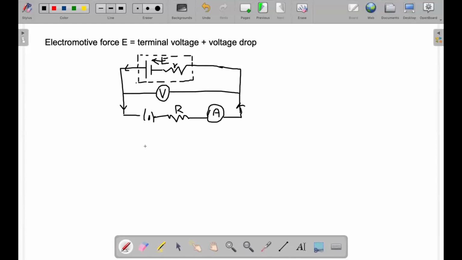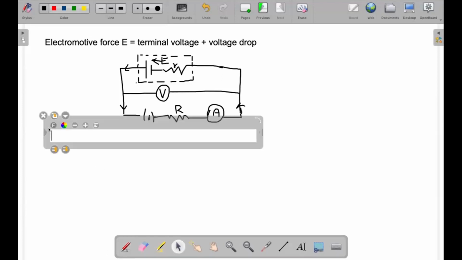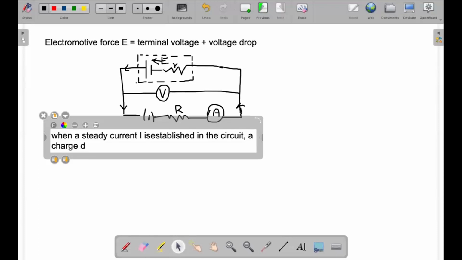Now, steady current I is established in the circuit. A charge dQ flows in the circuit in time dt. So let's start writing now. So when a steady current I is established in the circuit, a charge, say amounting to dQ, flows in the circuit in time, say, dt.